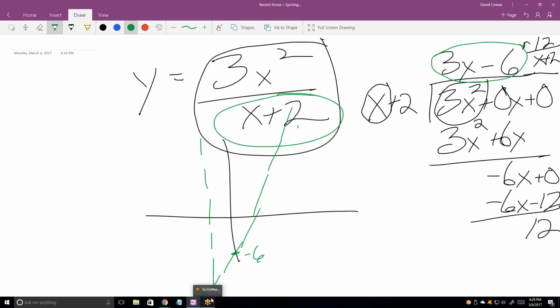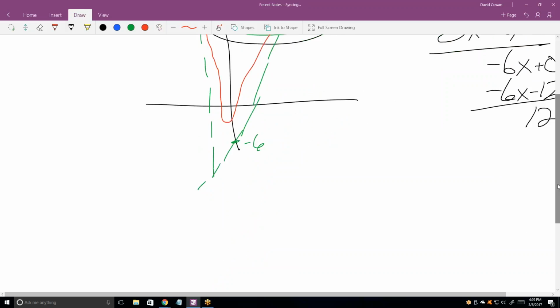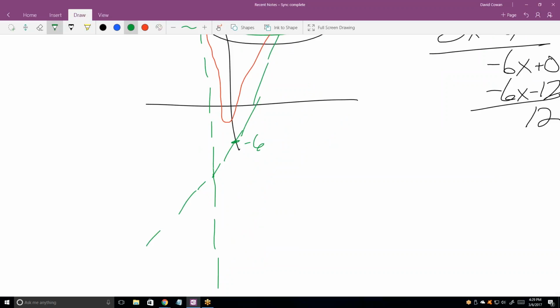Okay. The graph is going to look something like that. Hold on, I need the other part of it. In other words, I didn't draw it fully enough. The asymptotes go to infinity. And the rest of the graph looks like that.